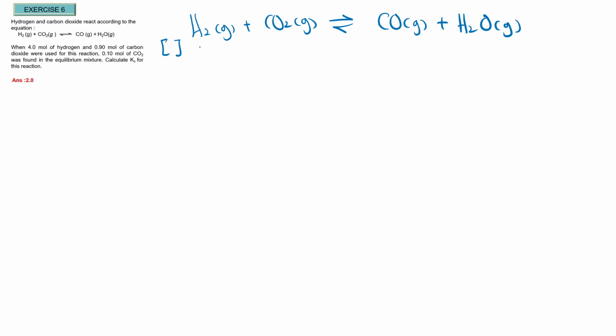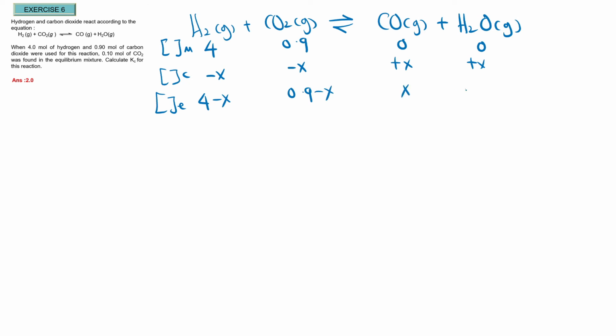ICE table. So H2 gas plus carbon dioxide produce CO gas plus H2O gas. So the initial concentrations that we got just now: this one is 4, this one is 0.9, this one is 0, initially 0. So the change is minus x, minus x, plus x, plus x. Concentration at equilibrium: 4 minus x, 0.9 minus x, x, x.